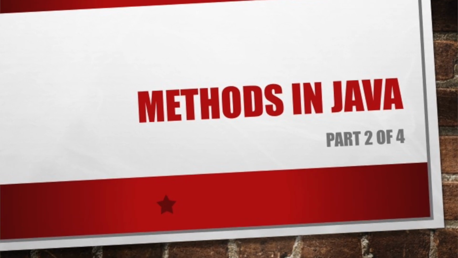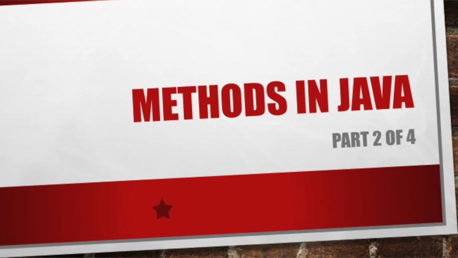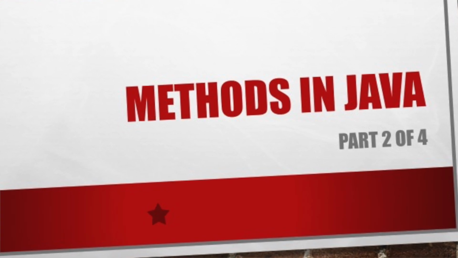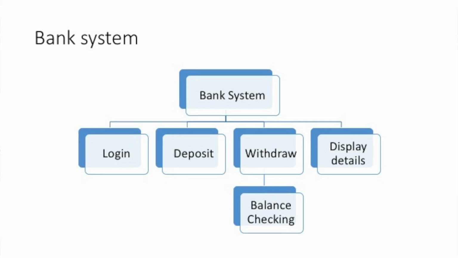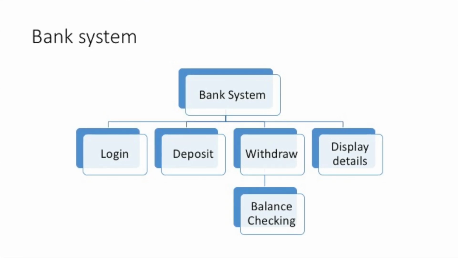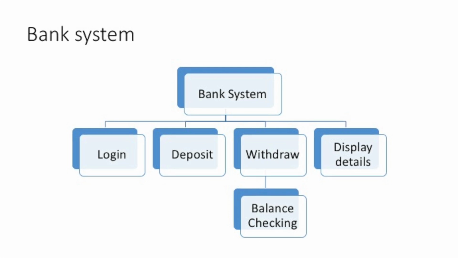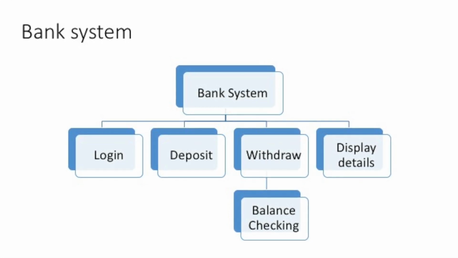Hello again. This is the second part of our project. We are talking about methods and functions in Java, and this is the banking system. So now let's return to the diagram, and the diagram is talking about the different pieces of the banking system.